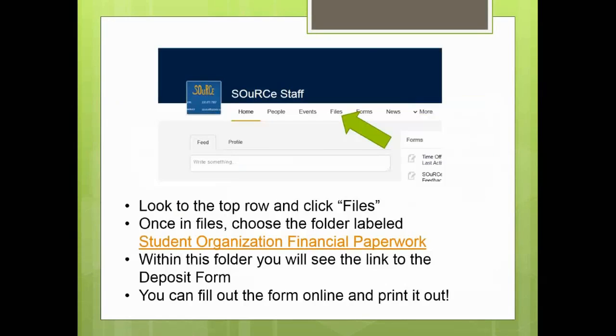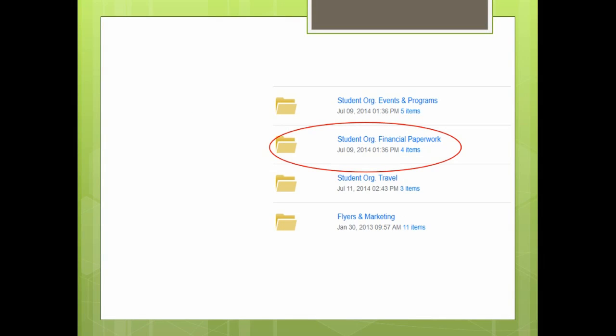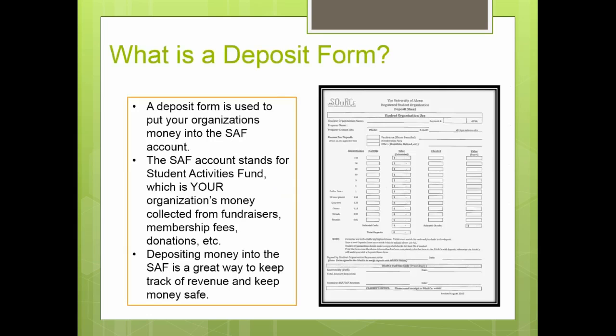Now that you are on the organization's OrgSync page, look to the top row and click Files. Once in Files, choose the folder labeled Student Organization Financial Paperwork. Within this folder, you will see the link to the deposit form. The form can be filled out online. Now we will move into the purpose of the deposit form and how to go about filling it out.